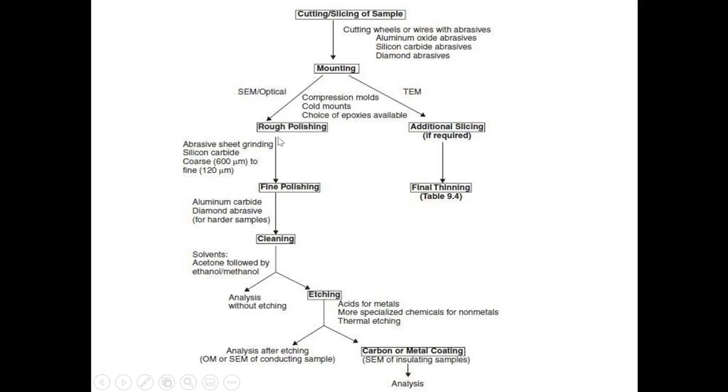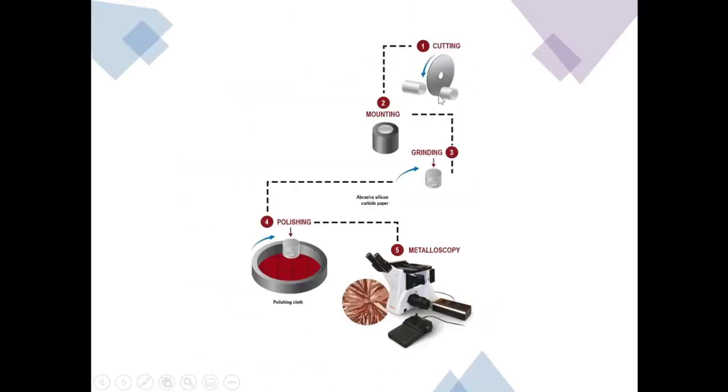So next is rough polishing, fine polishing. The number of steps required depends on the material. Rough polishing, fine polishing, then cleaning, and lastly etching. And after etching, you can go for microscopic examination. So this is how the process will work: cutting, mounting, grinding, polishing, then etching, and finally metalloscopy.